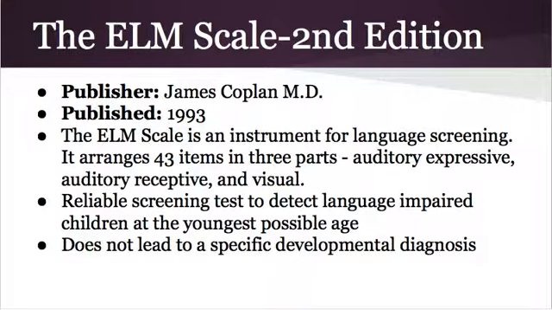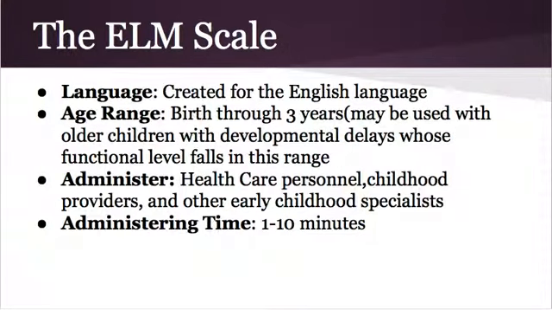It helps to detect language impairments that young students have, specifically under the age of 3 years old, but it doesn't necessarily lead to specific developmental diagnoses. James Coplan is the publisher of this ELM scale, and he published it in 1993. It's specifically for the English language. It's not available for other languages.